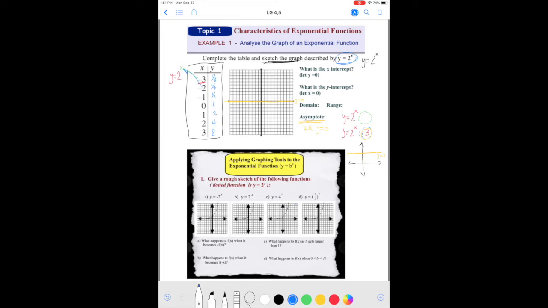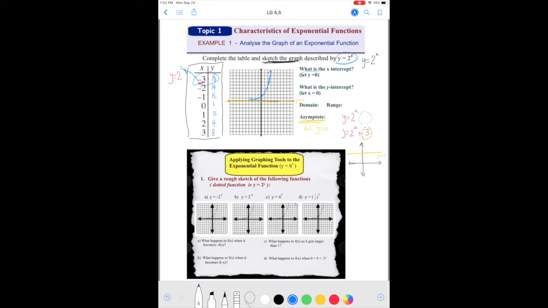Now, let's take these coordinates and plot them. So x is -3, and we're going up a bit. And then it's -2 and up a bit, over -1 and up a half, 0, 1. And then it's 1, 2, and then 2, 4, and 3, 8. So you can sort of see there is the sketch of that function.